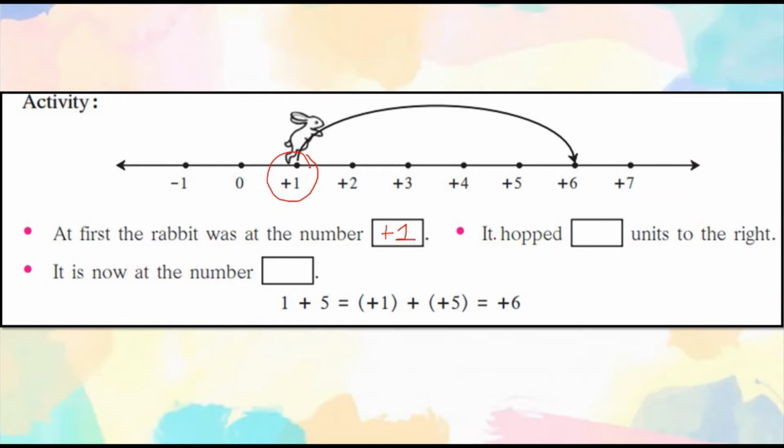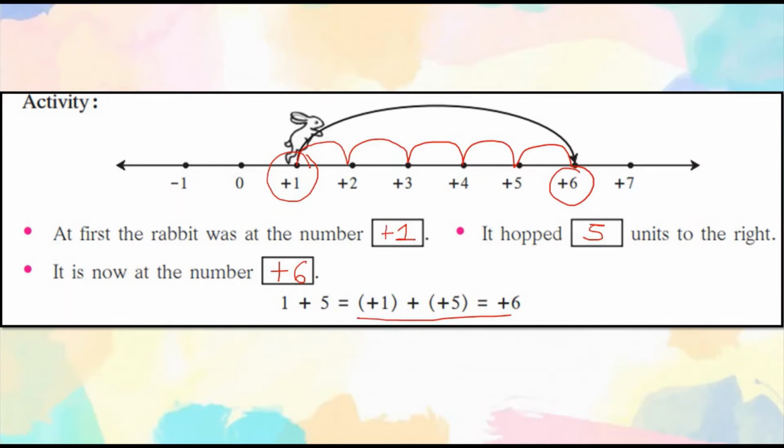Similarly, the next question, it hopped dash units to the right. So we are going to count the units: 1, 2, 3, 4 and 5. So 5 units to the right. The next question, it is now at the number dash. Now when you observe this number line, the rabbit now is at number +6. So I'm going to write +6 in this box. So this is how we get this equation.